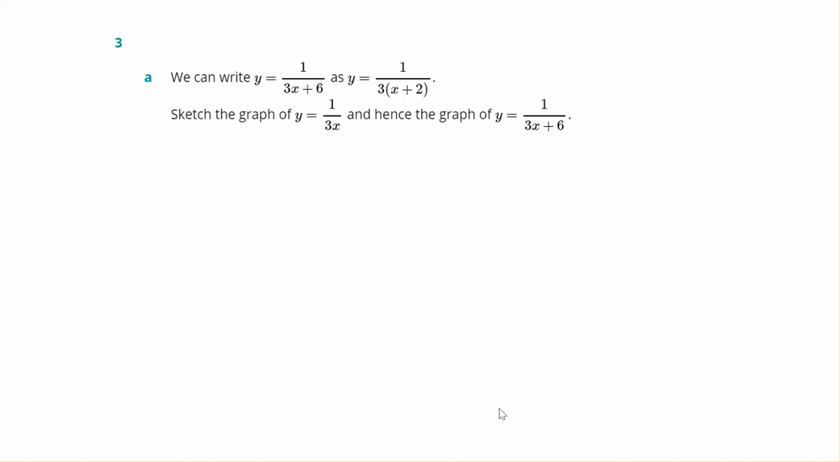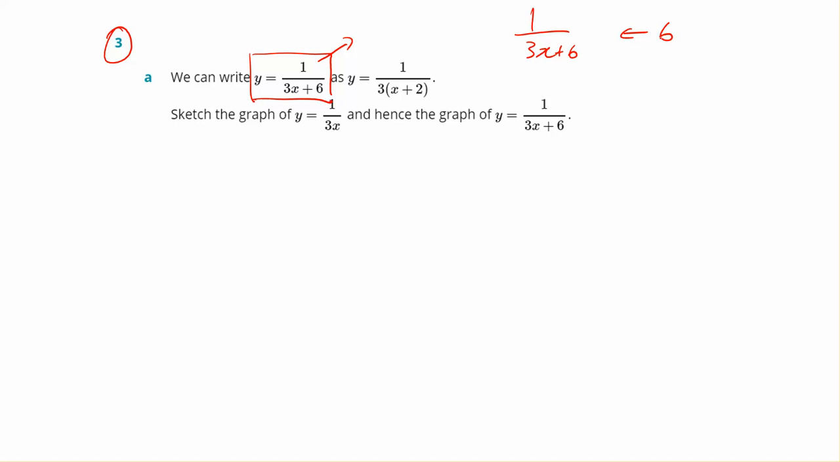We're going to look at question 3a from exercise 4a. So we're still in the hyperbolas chapter. Now, sometimes hyperbolas are written in this form, and you have to do just one step of work to show the left-right transformation. Because if I have 1 divided by 3x plus 6, I can't say the graph has moved 6 to the left, because automatically you go 6 to the left.